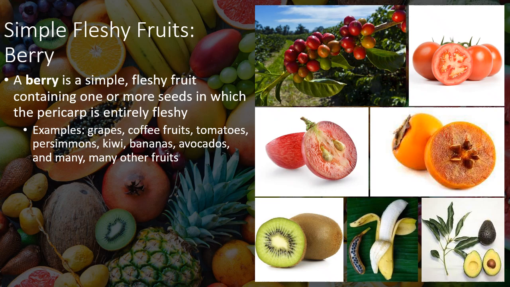A tomato is a berry as well because all of the pericarp layers are fleshy. In a grape, all of the pericarp layers are fleshy, so it's a berry. In a persimmon, which is this orange fruit, all the pericarp layers are fleshy. In a kiwi, in a banana, in an avocado, all the pericarp layers are kind of soft and fleshy, and so we would consider all of these to be berries.